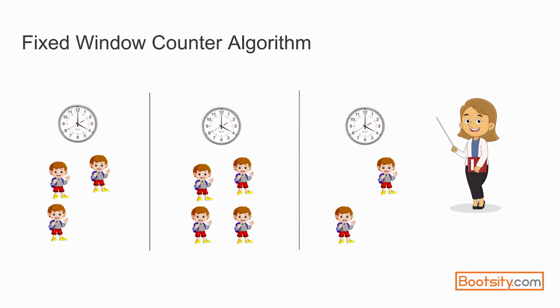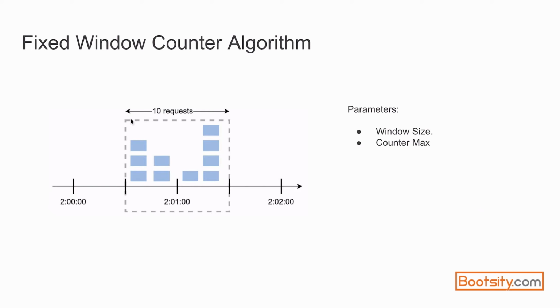A student who is coming last in that particular group will be dropped off. One problem with this algorithm is that at the end and starting of different time intervals, it can serve a spike of the traffic, and this algorithm takes two parameters. First is window size, and second is the maximum number of requests that we should serve.